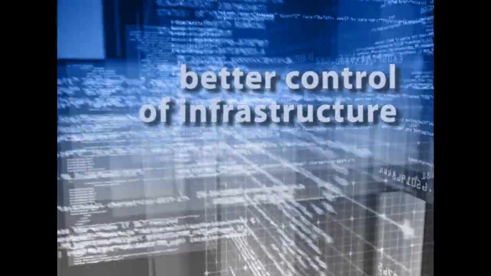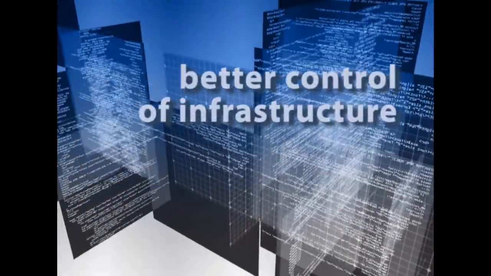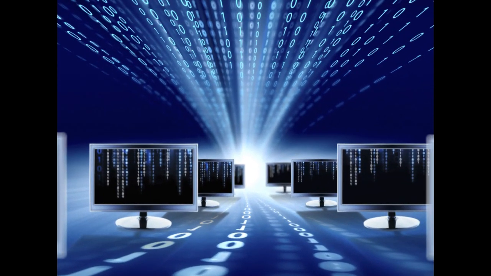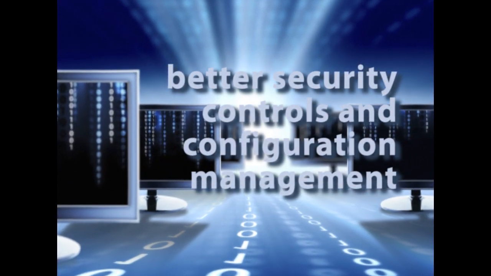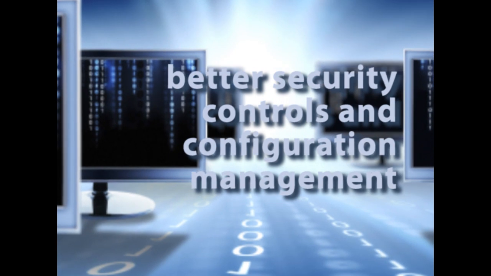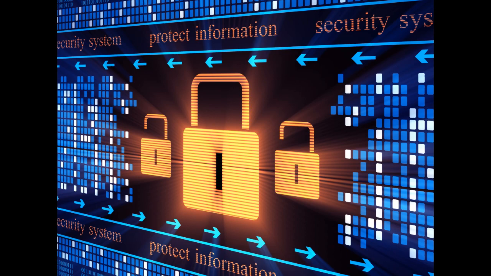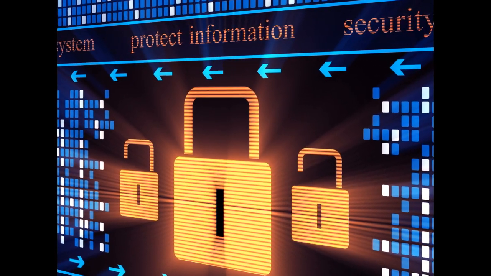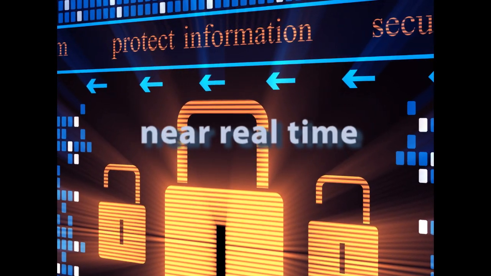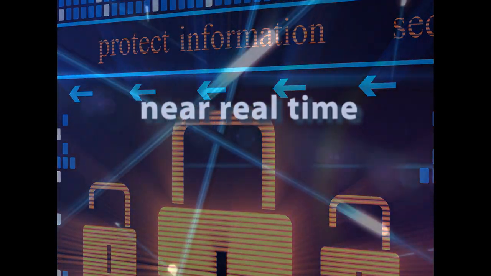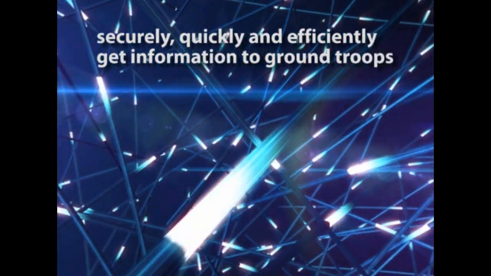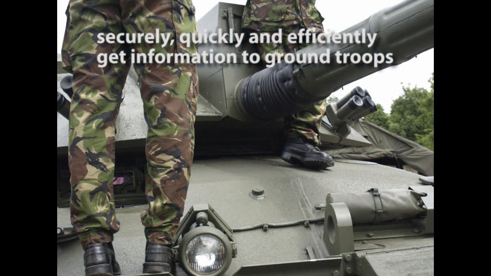With server and desktop consolidation, ADT gained better control of the infrastructure. This not only includes better control of the user data and applications, but better security controls and configuration management by keeping a consistent and patched user environment. Using TGS increases the efficiency of collaboration and enhances information sharing among multiple networks and levels of security in near real time. Oliver is able to securely, quickly and efficiently get information to ground troops, no matter which network the information is coming from or going to.